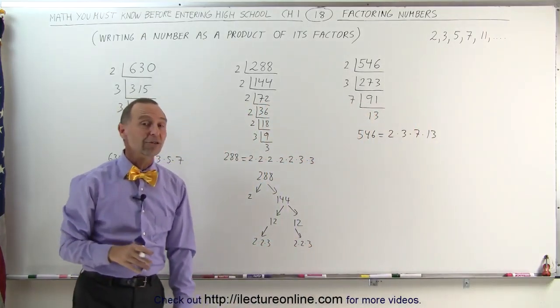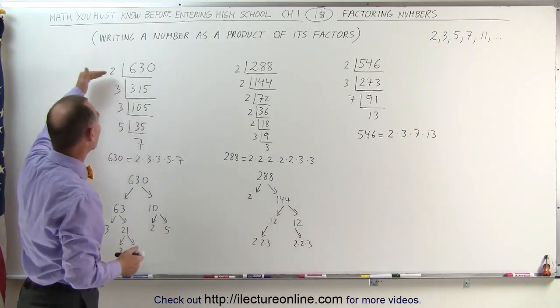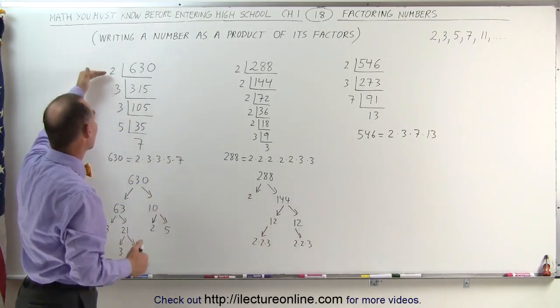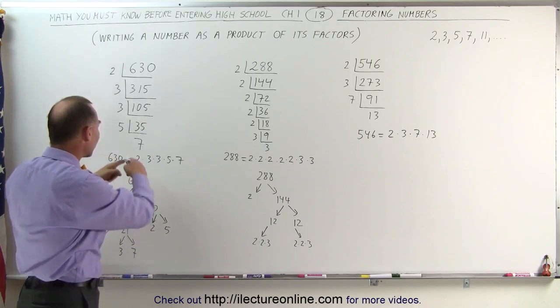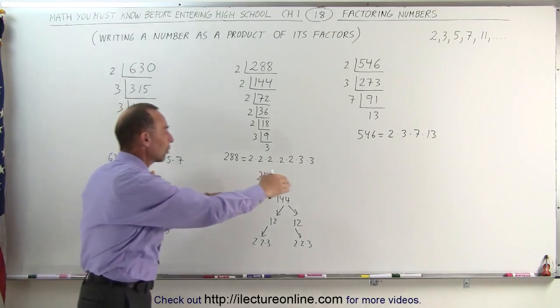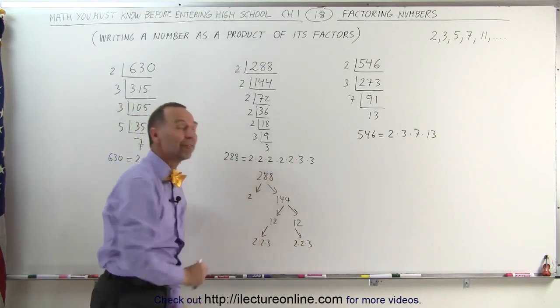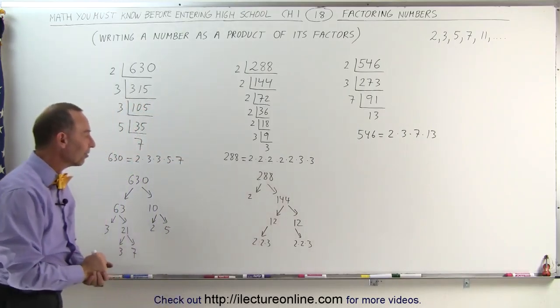And that's how we can factor numbers. We have two methods. We can either just go down the prime number list, starting with the smallest, or we can sometimes break the number into two or three numbers, and then we can easily find the factors of those. And that's how it's done.